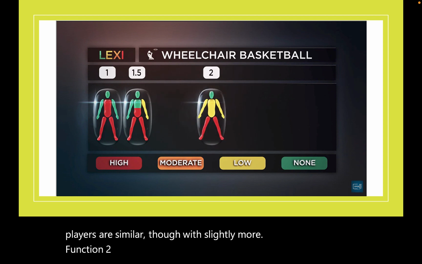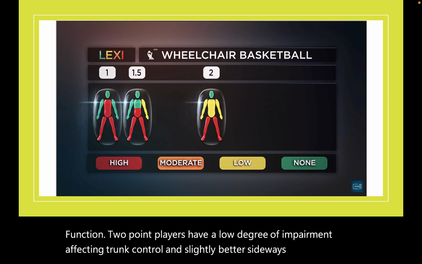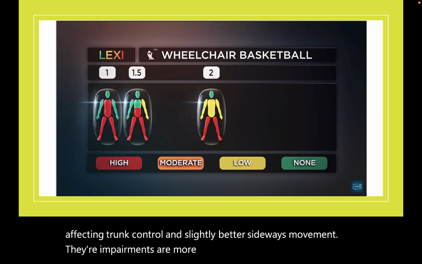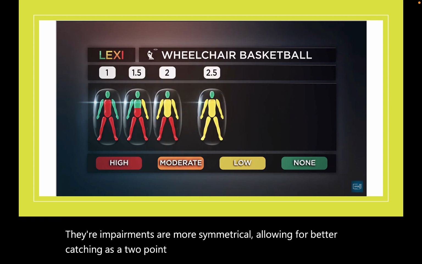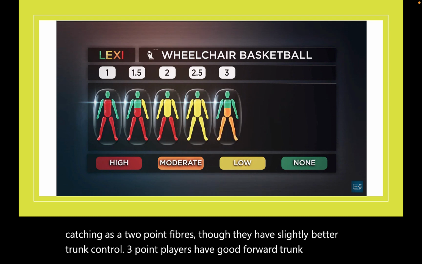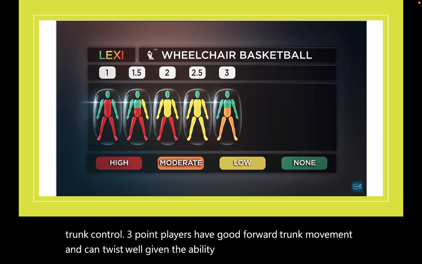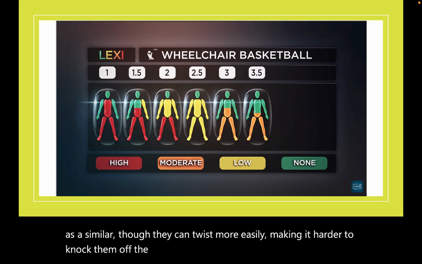2-point players have a low degree of impairment affecting trunk control and slightly better sideways movement. Their impairments are more symmetrical, allowing for better catching. As are 2.5ers, though they have slightly better trunk control. 3-point players have good forward trunk movement and can twist well, giving the ability to change direction easily. 3.5ers are similar, though they can twist more easily, making it harder to knock them off the ball when dribbling.